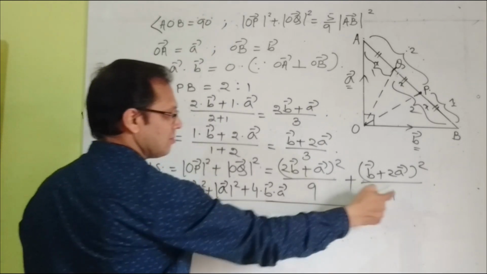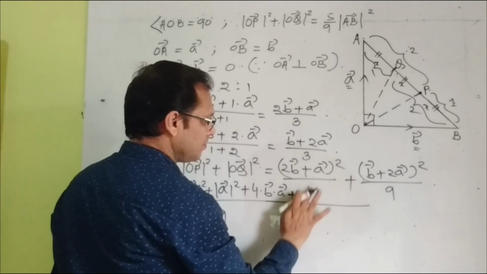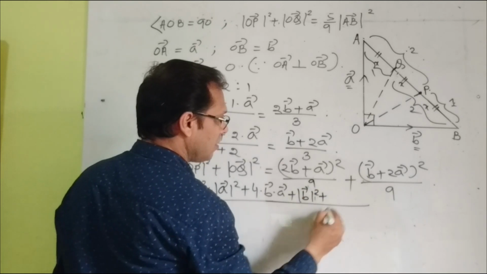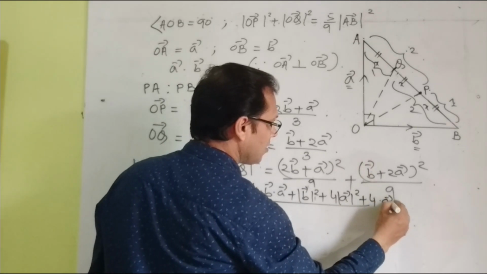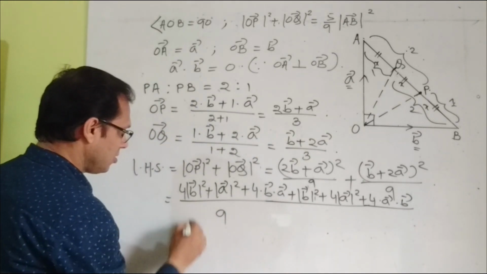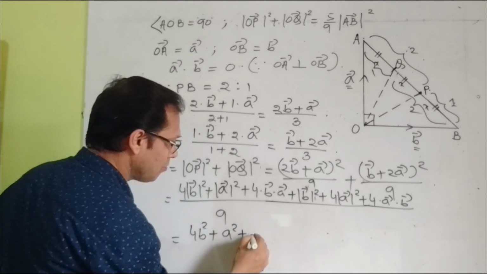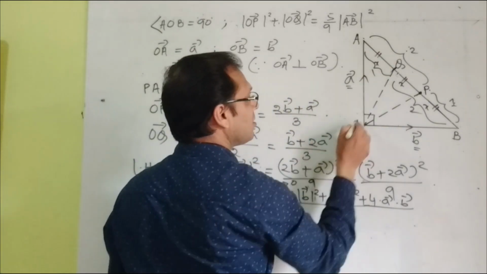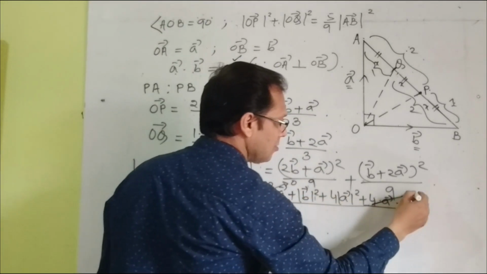Now the other whole square expands to B vector magnitude square plus 4 A vector magnitude square plus 4 into A vector dot B vector. We know that A vector dot B vector is equal to 0. So this is 4B square plus A square plus this one is 0. Why? Since A dot B is equal to 0, OA vector is perpendicular to OB vector, their dot product is 0. So it is 0, it is 0.